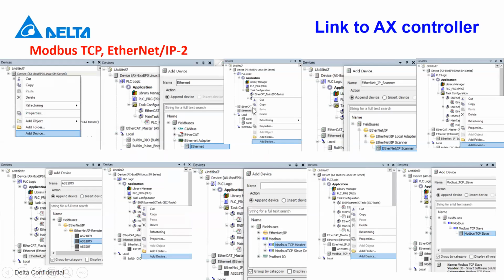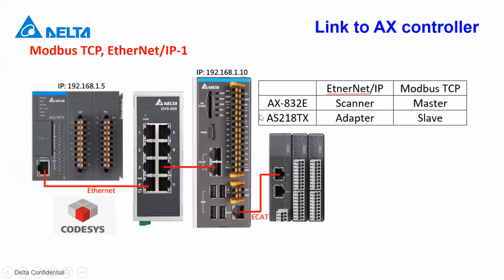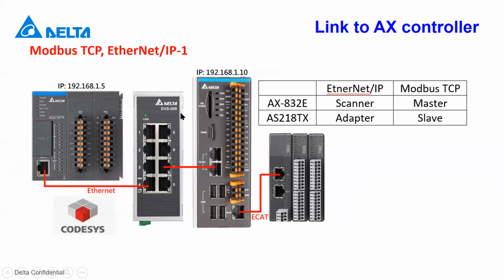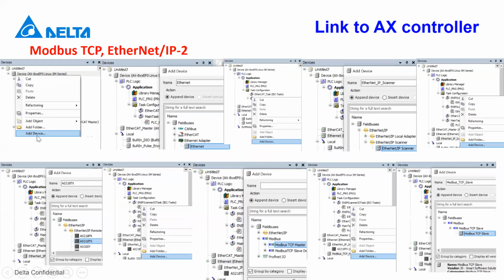So this is the setting, and actually for this one and also the DS screen, you can find the whole setting video from the YouTube channel I mentioned in our previous slide. So here I just let you know the main difference compared with Delta ISPSoft. ISPSoft is basically we will offer everything in the project tree. So you just click and come inside to do some setting.